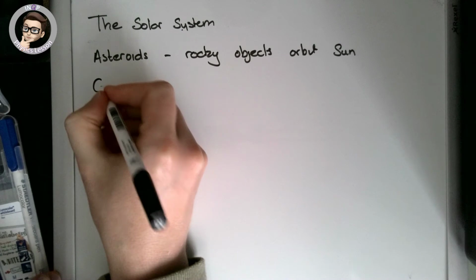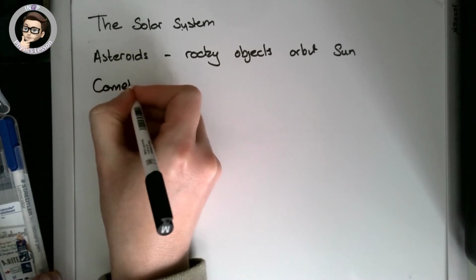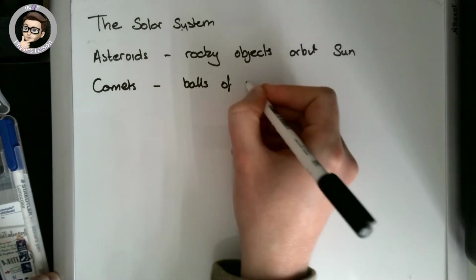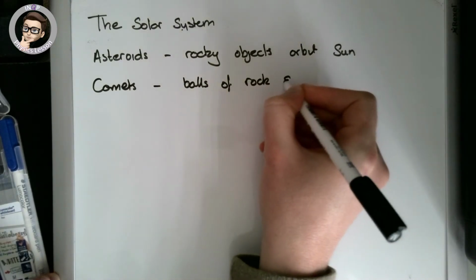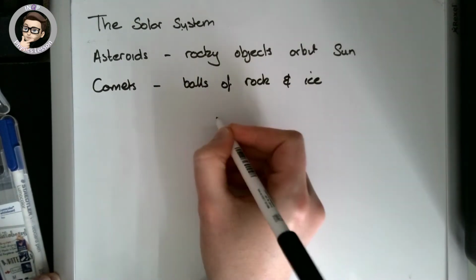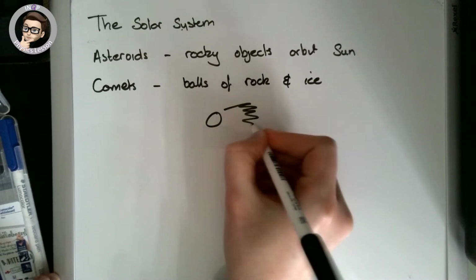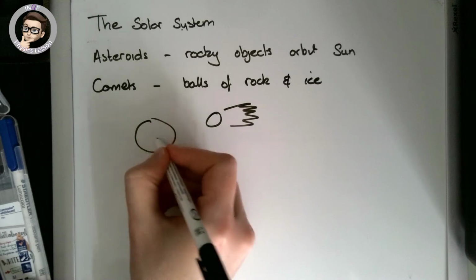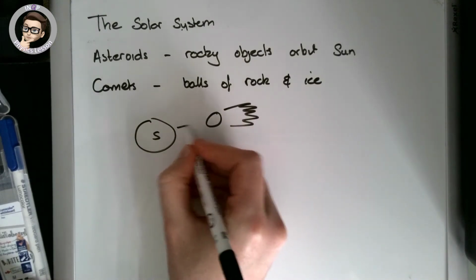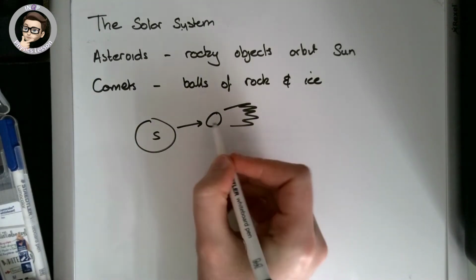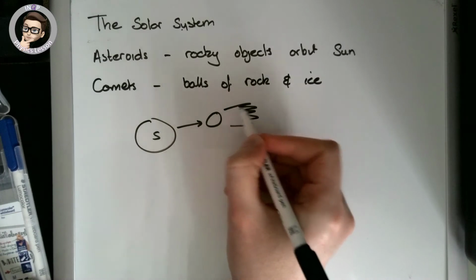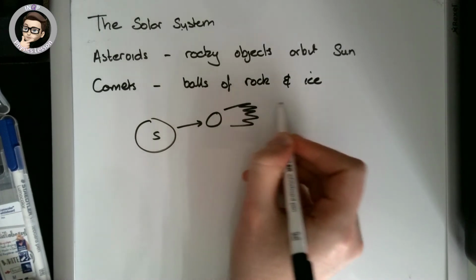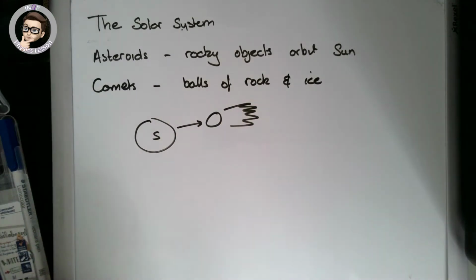We have comets, which are balls of rock and ice, and they will in fact outgas. So you'll probably see a comet drawn like that, where that is the Sun. Because of the Sun's heat energy hitting the comet, it's losing some of its ice, and that's causing it to outgas, and you get this nice long tail behind it.